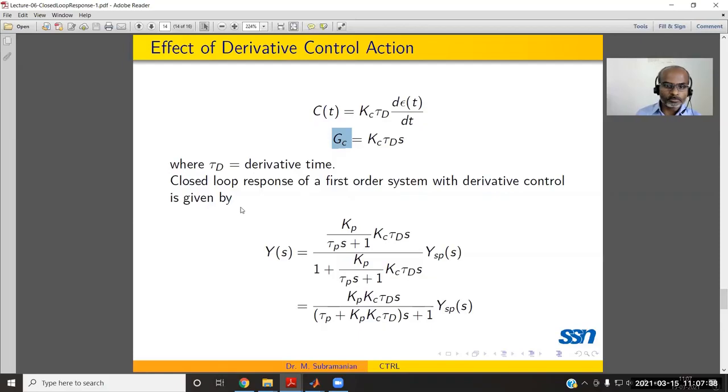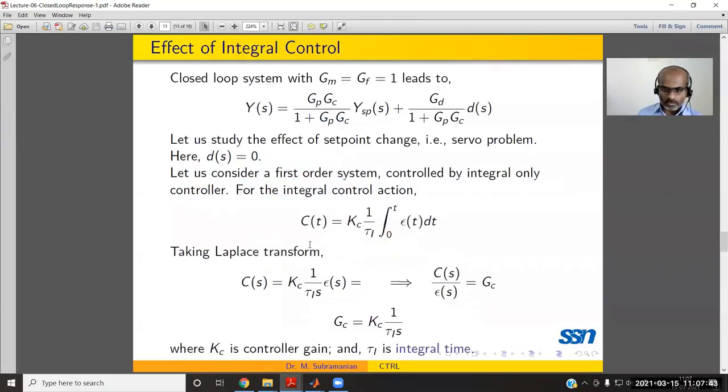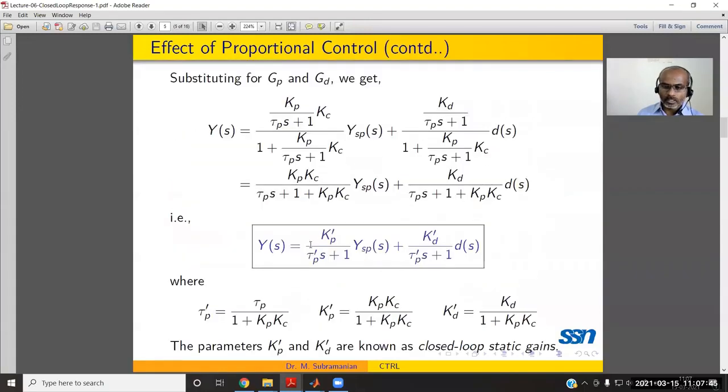Are you following the class? Okay. And we can make this like the previous derivations. What did we do in the previous derivation?